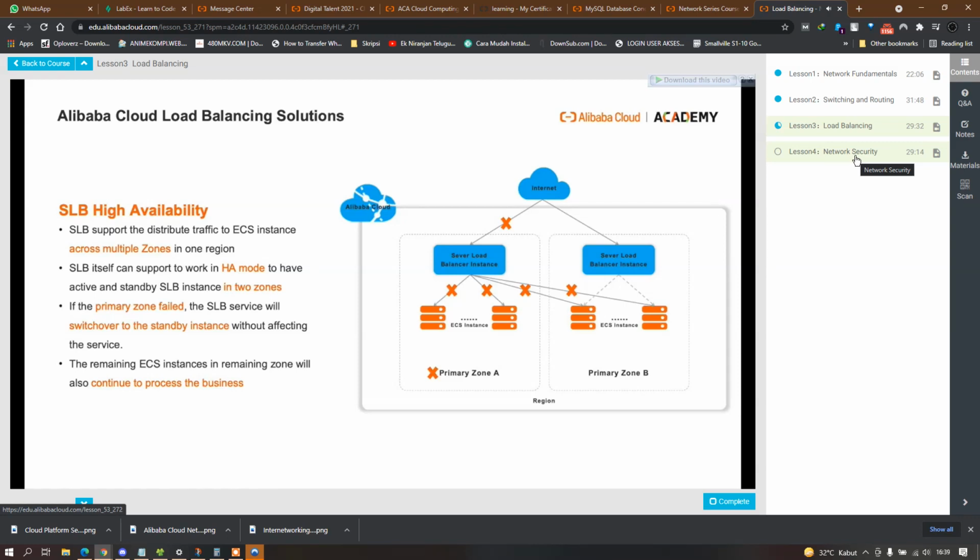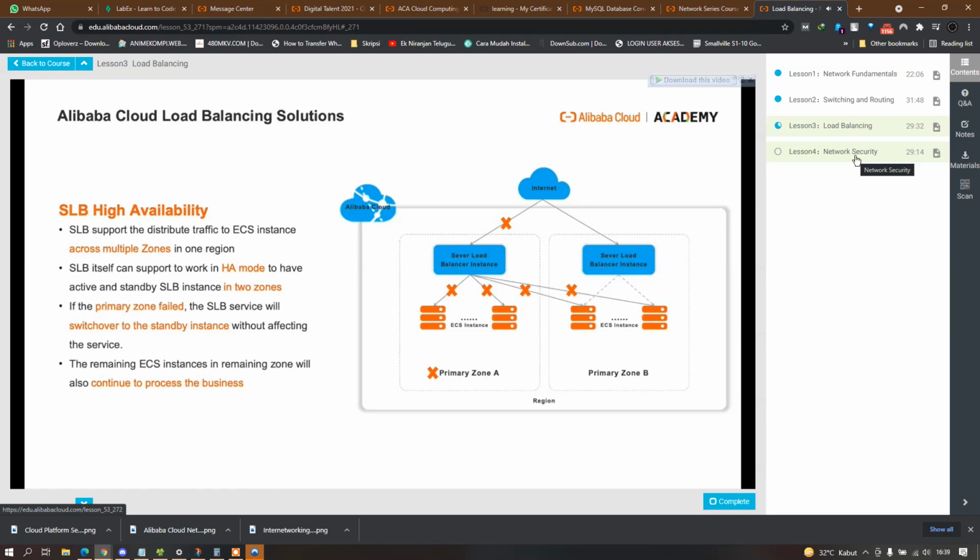One of the SLB functions is that it can achieve high availability for the services running in the backend. And the SLB itself, just like a traditional load balancer, whether hardware or software, can work in HA mode and have active and standby SLB instances in two zones. Here we can see the picture on the right side.